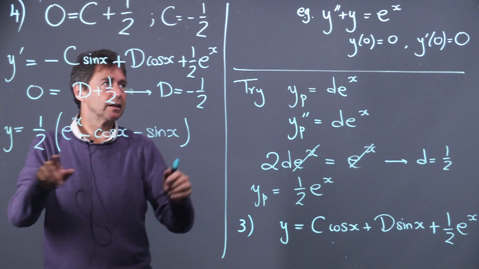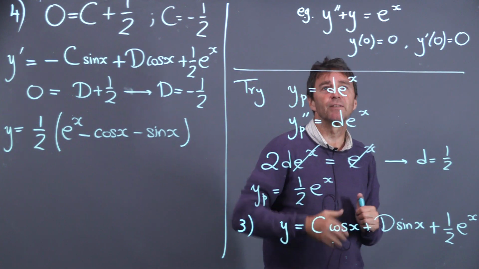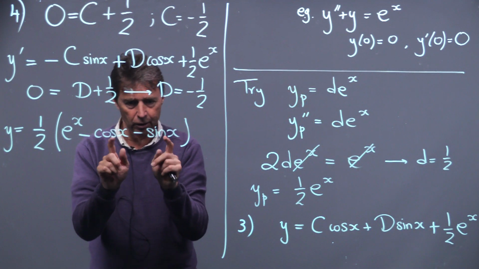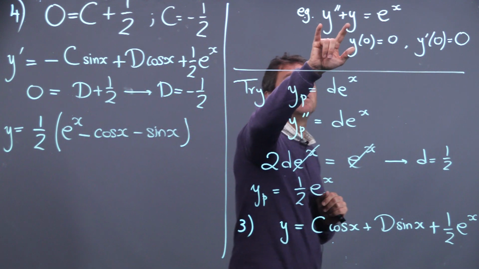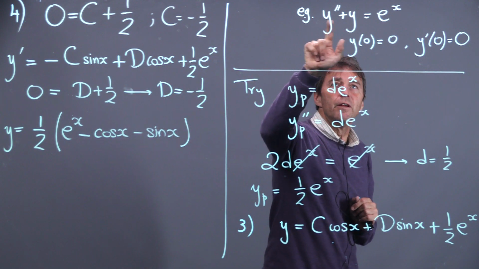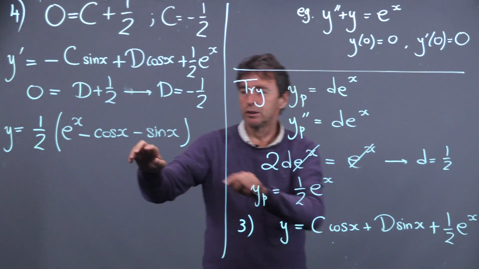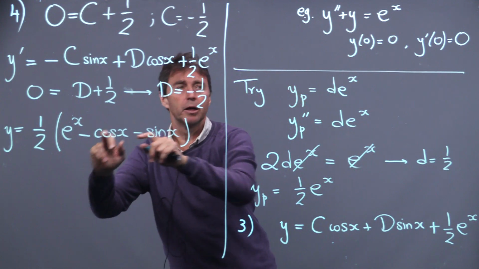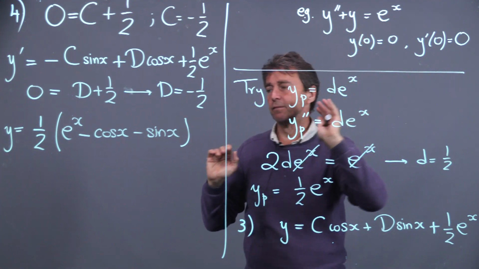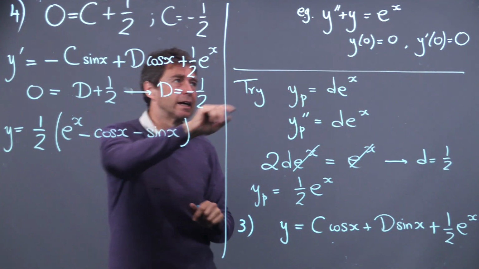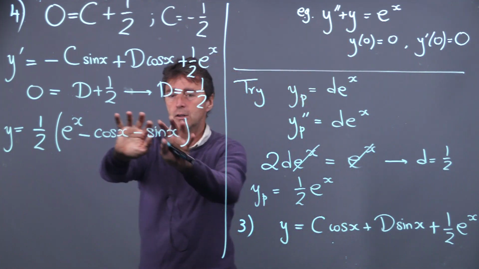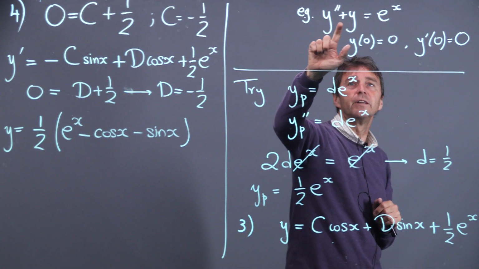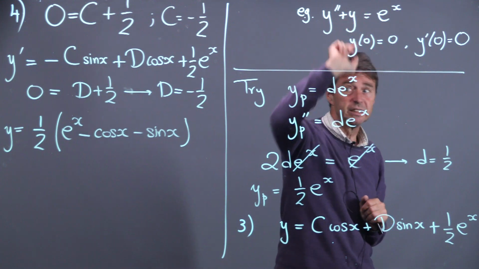Now, if I take this, I should also check that it satisfies this equation. When I put either the sine or the cosine in there, this combo ensures that this function vanishes. And then when I put it in that one in there, it also vanishes. So these two are killed by that combination. When I put 1/2 e to the x in there, I get 1/2 e to the x plus 1/2 e to the x, which is indeed e to the x.